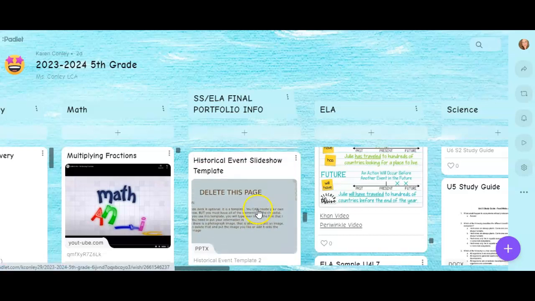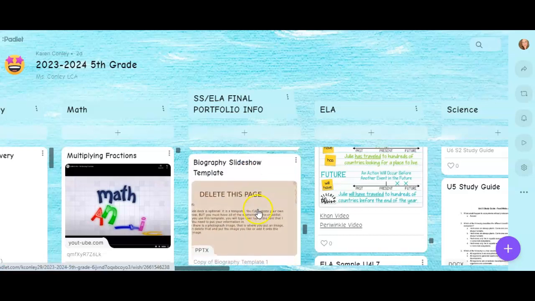So anyways, let's just say you're going to research a person, okay? And hopefully you're researching the person that you did in an interview in social studies in the last unit. That would be the smart thing to do. Why work harder? Work smarter, okay? So let's just say you're doing a biography. Biography is about a person, okay?